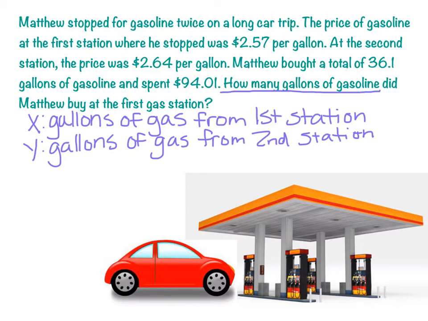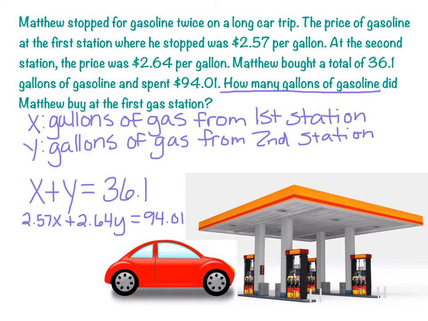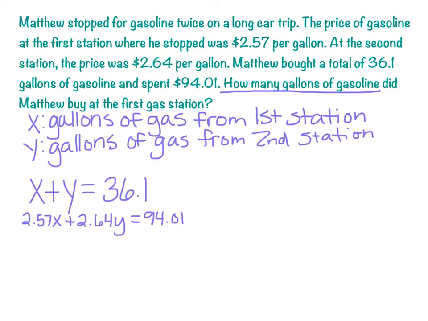All right, now I'm going to set up my system. I have X plus Y equals 36.1 because that's just adding up our gallons. And then I have 2.57X because that's how much the gas at the first station plus 2.64Y, so that's how much you paid for gas at the second station, equals 94.01. All right, now I need to solve the system.